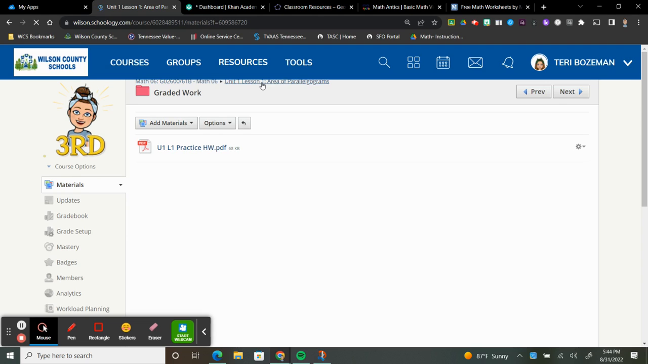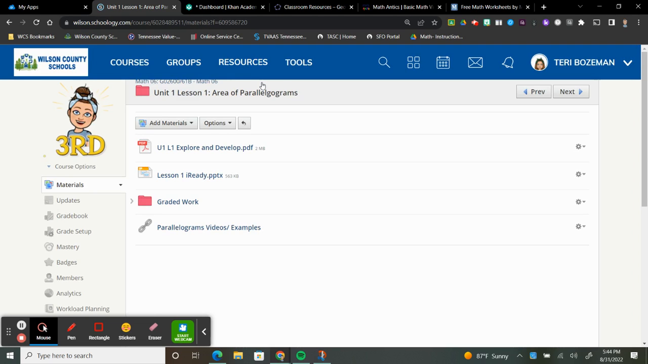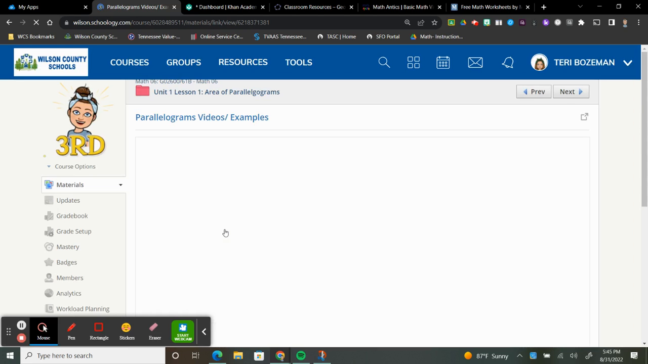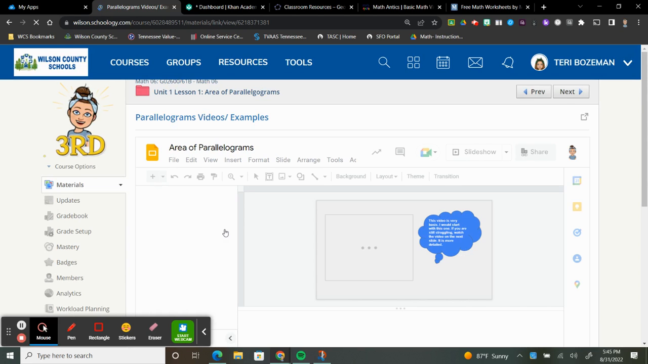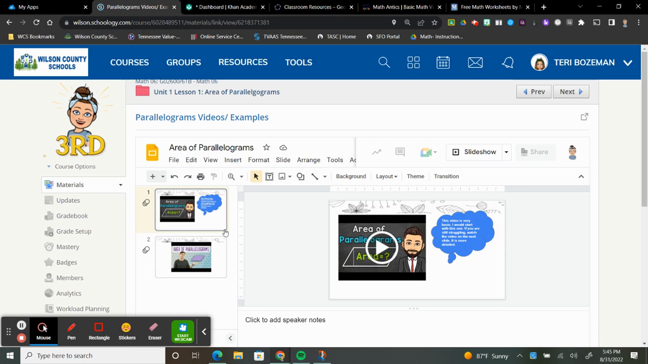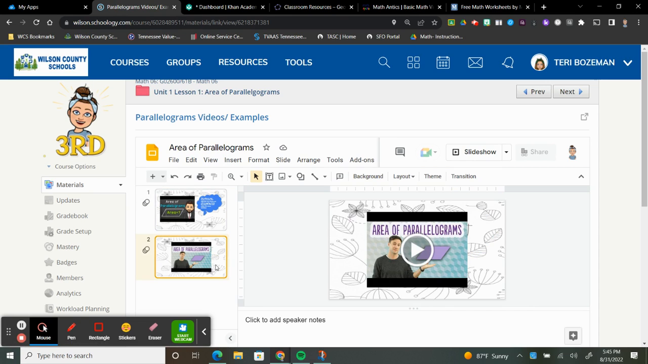But as far as practicing area of parallelograms, if they're still feeling like they're not confident yet with their abilities there, then we have a parallelograms videos and examples. So there are videos on how to find the area of parallelograms. And there's 2. The first one is Mr. J, and it's a more basic video of this is how we find the area of parallelograms. And then the second video is another guy who goes a little more in depth into the explanation behind area of parallelograms. So those resources are there for each lesson.